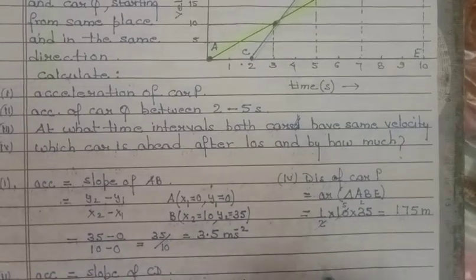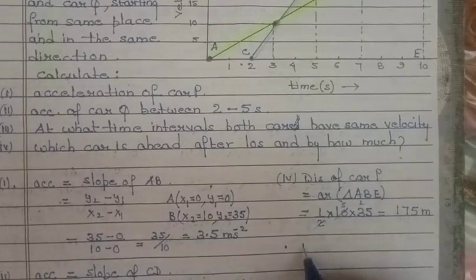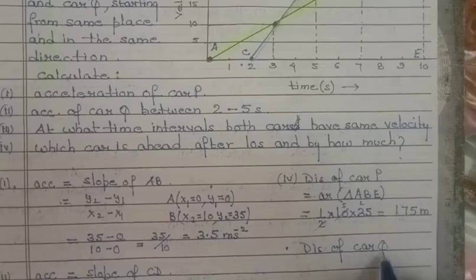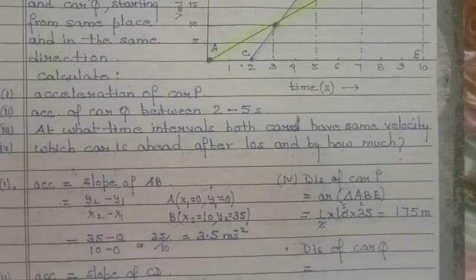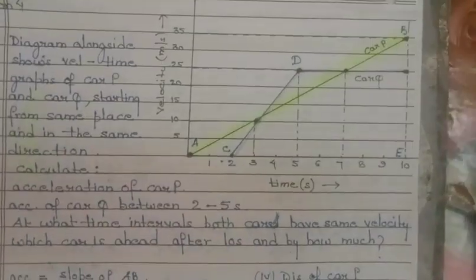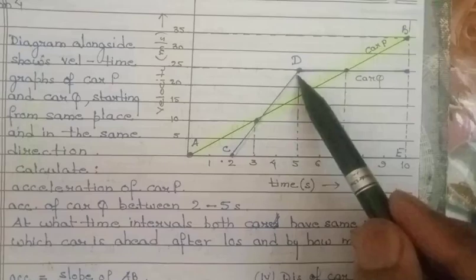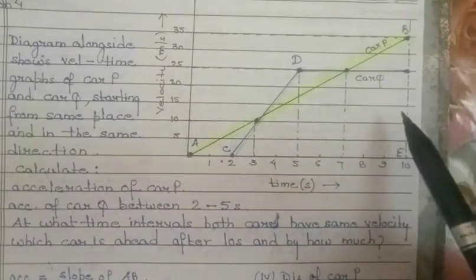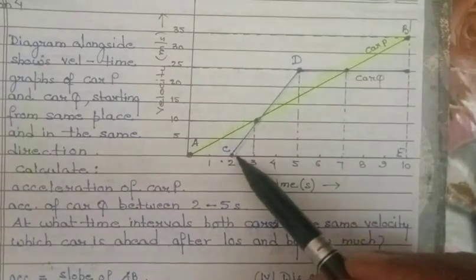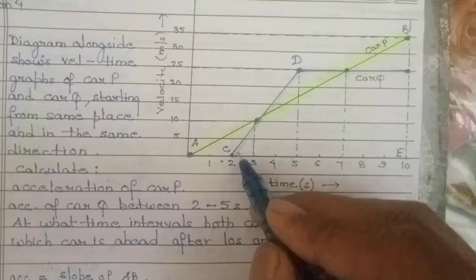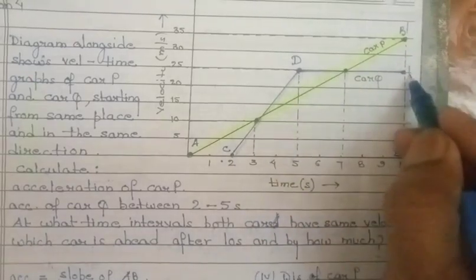Now we will calculate the distance traveled by car Q. Now for car Q, let us see the sketch. For car Q, this is the sketch. So we need to get the area below this sketch. So you can see this sketch can be named as C, D, and this point as F.